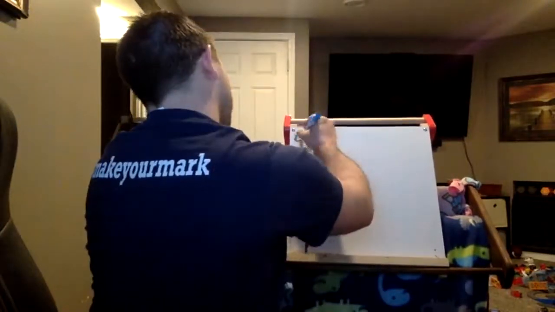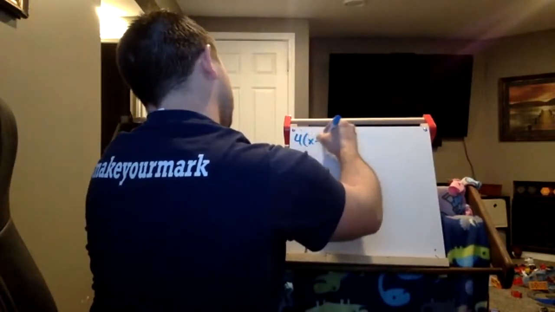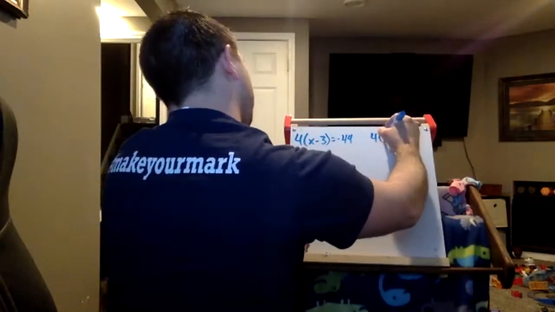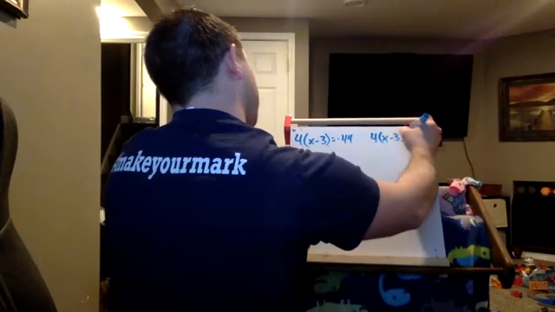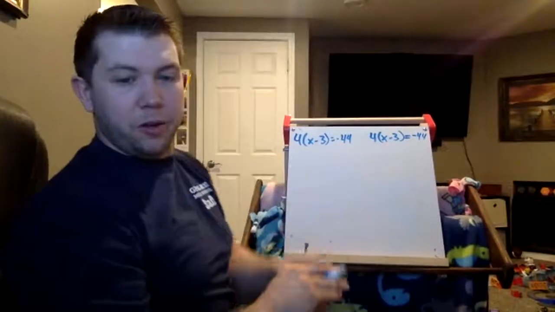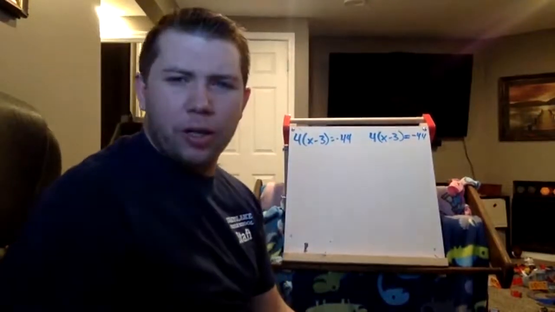Okay, so 4 times (x minus 3) equals negative 44. And again, I'm going to do it twice. We're going to talk about two different ways to look at this problem. Hopefully my handwriting has been clear enough. If it hasn't, let me know. I can always fix stuff.